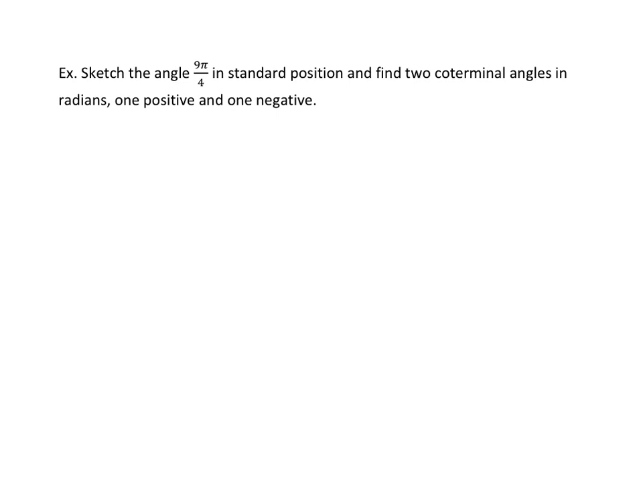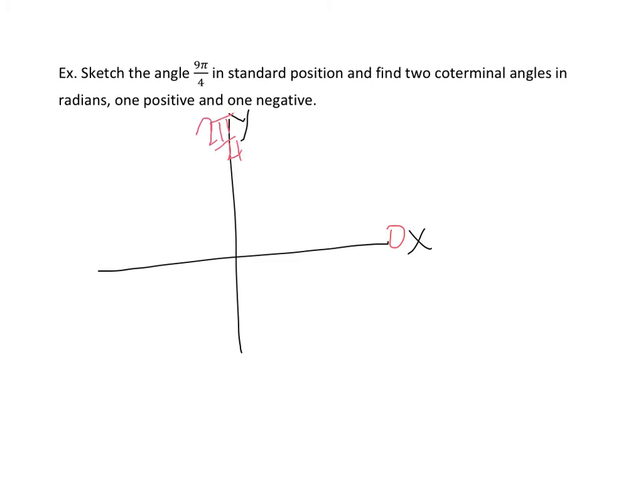Okay, sketch the angle 9 pi over 4 in standard position and find two coterminal angles in radians, one positive, one negative. Okay, start by sketching the angle. Let's get our xy axis. 9 pi over 4, well let's think about that. I know that's 0. I know in fourths this is 2 pi over 4, right? And then this would be 4 pi over 4. We'll bring this all the way around.